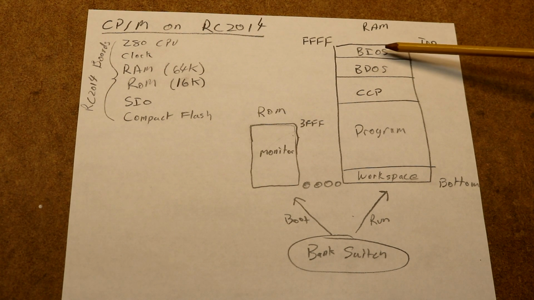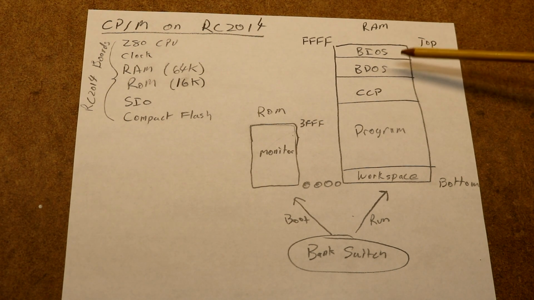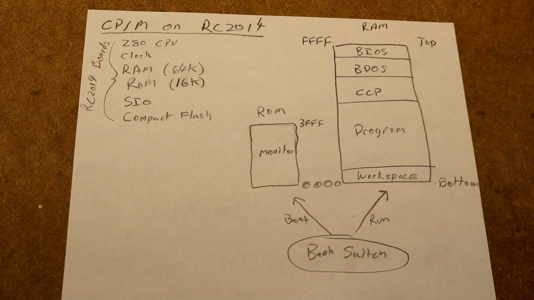At the top, the high addresses will be the BIOS, the BDOS, the CCP. A huge chunk of it is going to be program space to run whatever program you're running in it. And then I think the first 100 hex is going to be the CPM workspace. So that's at the very bottom.